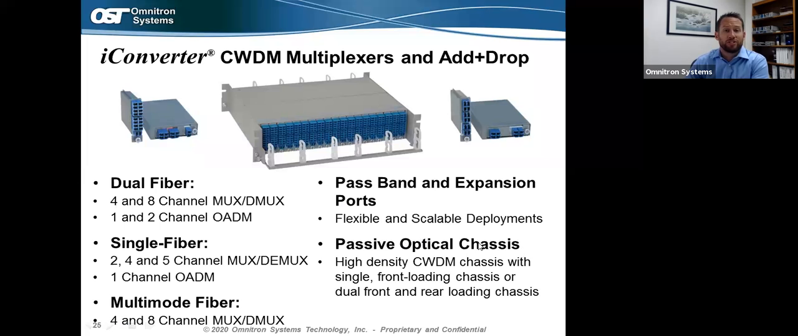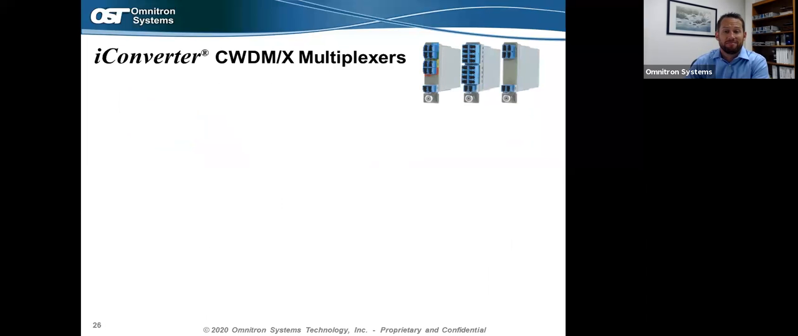And then with the passive optical chassis, Omnitron has various chassis options available. These are high-density CWDM chassis, can be front and rear loading, really pack in a ton of connections within that 2U high rack space.